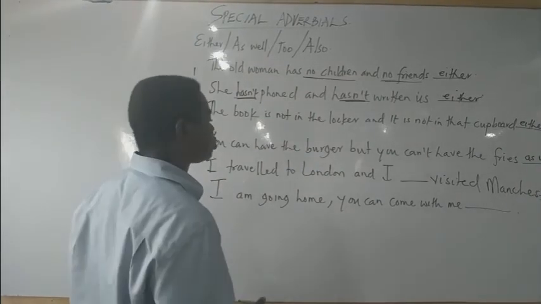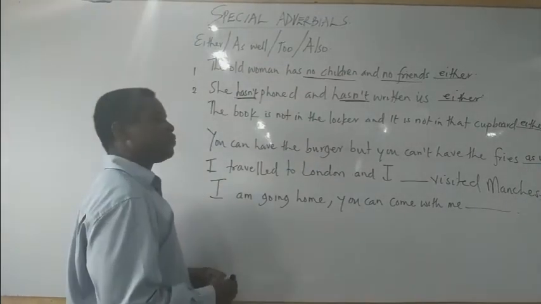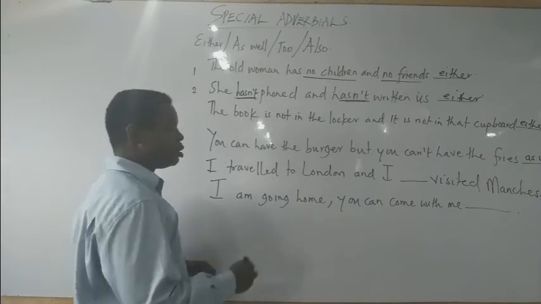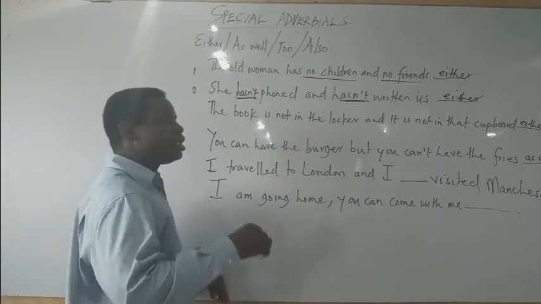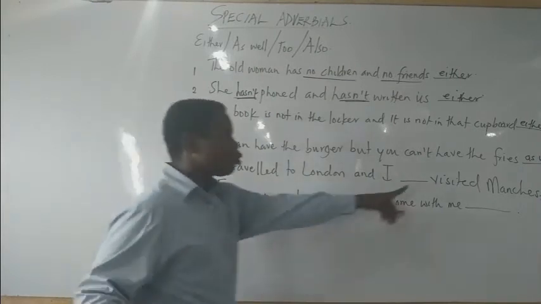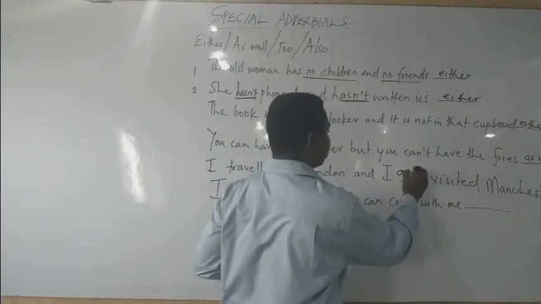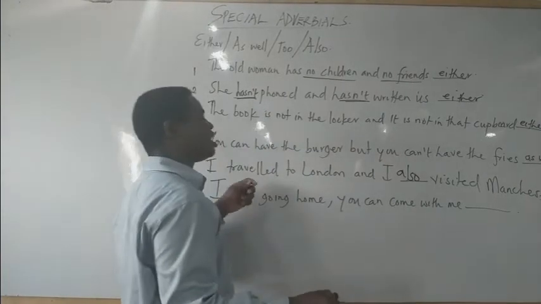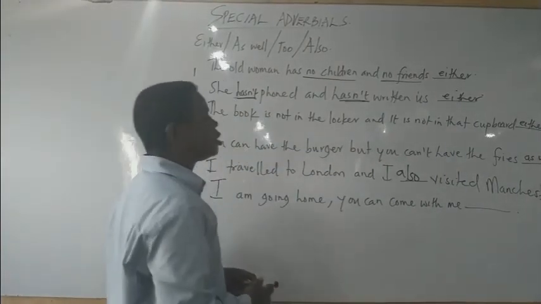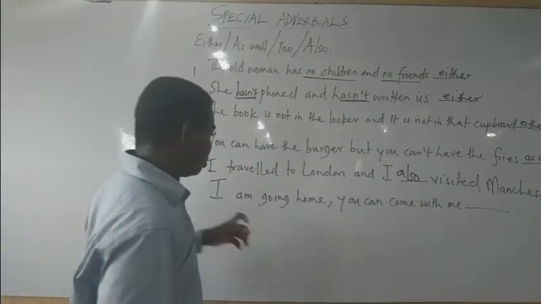I traveled to London and I dash visited what? Manchester. Can you see? What appears at the medial position of the sentence before the main verb is usually what? Also. So here I have also. I traveled to London and I also visited Manchester.